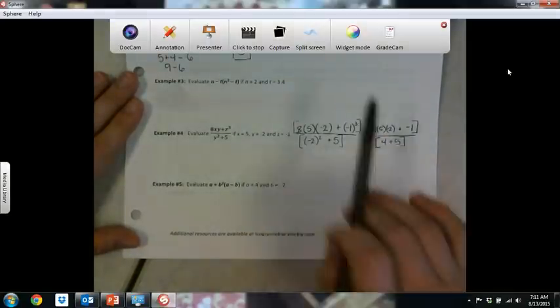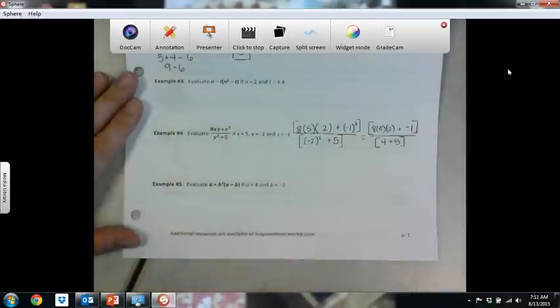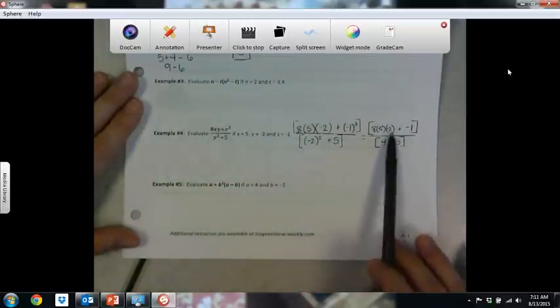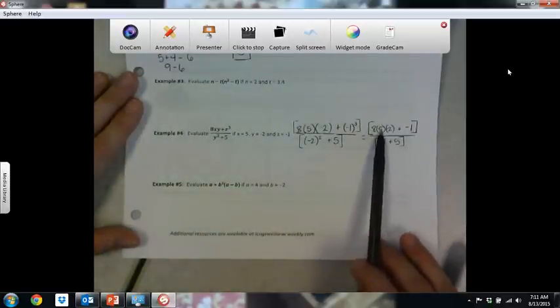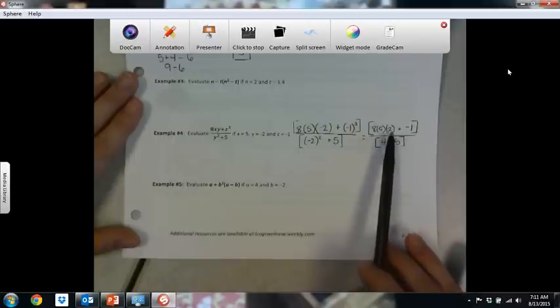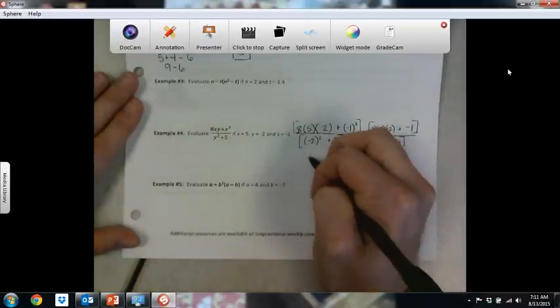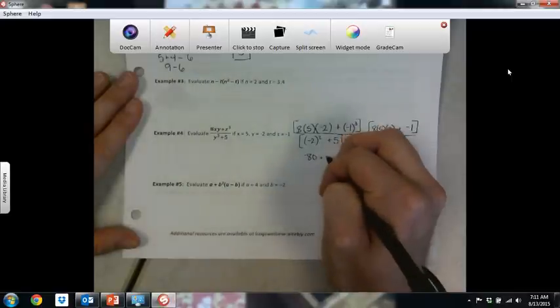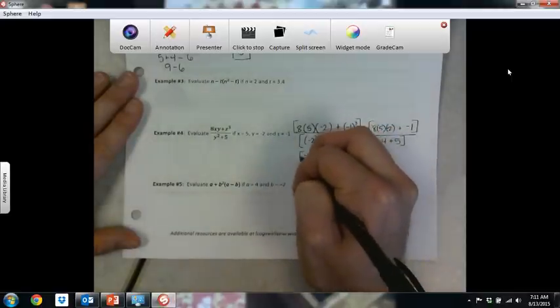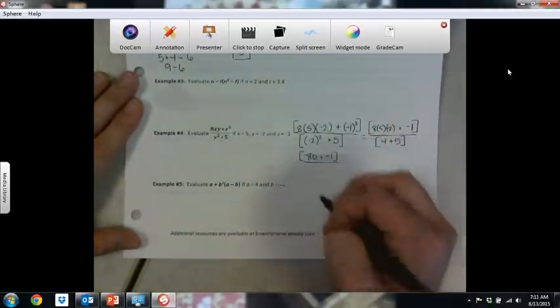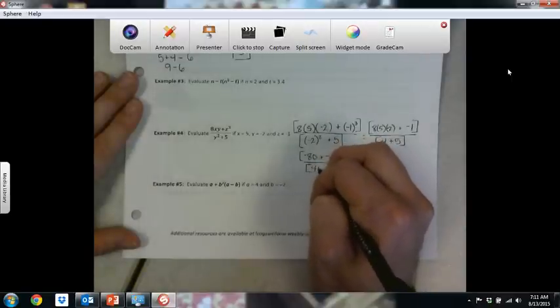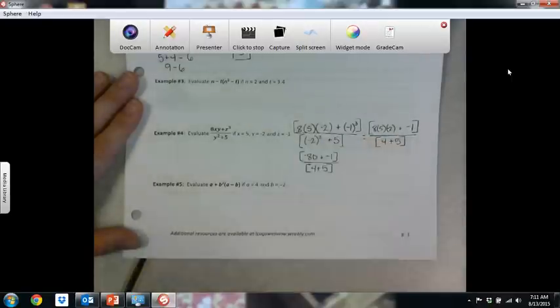So I've taken care of powers. Then I'm going to multiply and divide from left to right. Well, the only multiplication and division I have is right here. 8 times 5 is 40. 40 times negative 2 is negative 80. So I've got negative 80 plus a negative 1 in the numerator. I'll leave those brackets, over 4 plus 5.